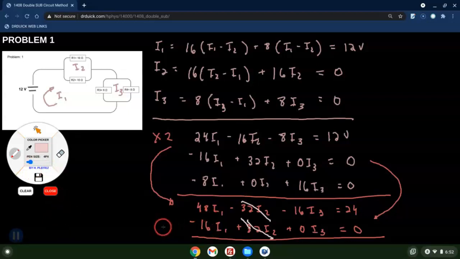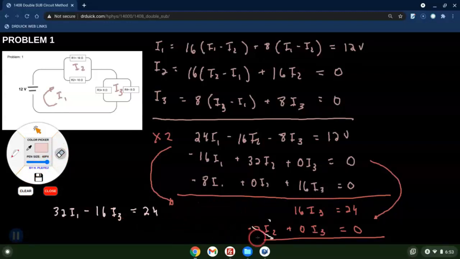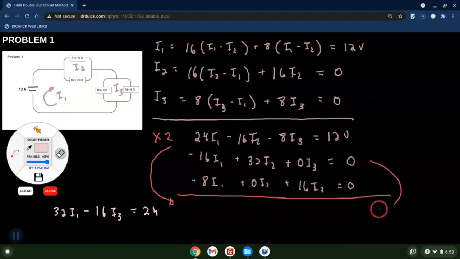48 minus 16 is 32. So you end up with 32 I1 minus 16 I3 is going to be equal to 24. Now I'm going to clear this off to do my next stage. Got to get rid of this. That makes sense.